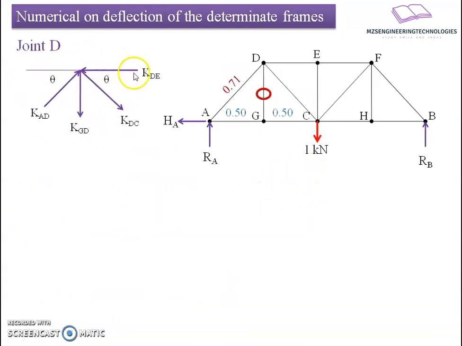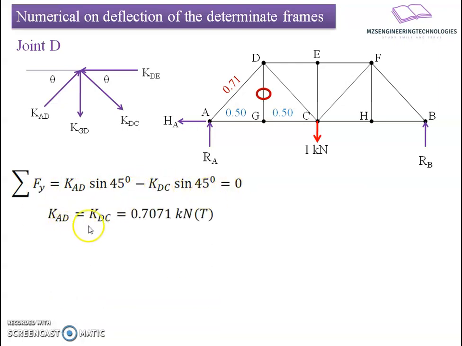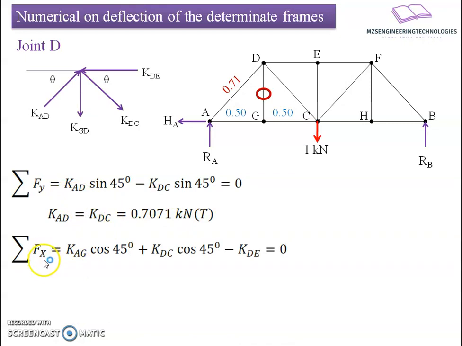If I take a free body diagram, we have four forces here. If I apply static equilibrium equations to this free body diagram, we get a relation. Summation of Fy results into KAD sine of 45 degree minus KDC sine of 45 degree. We can say from this relation KAD equals KDC, which equals 0.707 kilonewton, because we already know the value of KAD. Now summation of forces in x direction results into KAG cos of 45 degree plus KAD cos of 45 degree minus KDE cos 45. It will become twice the cos of 45, resulting into a value KDE equals 1 kilonewton compressive in nature.